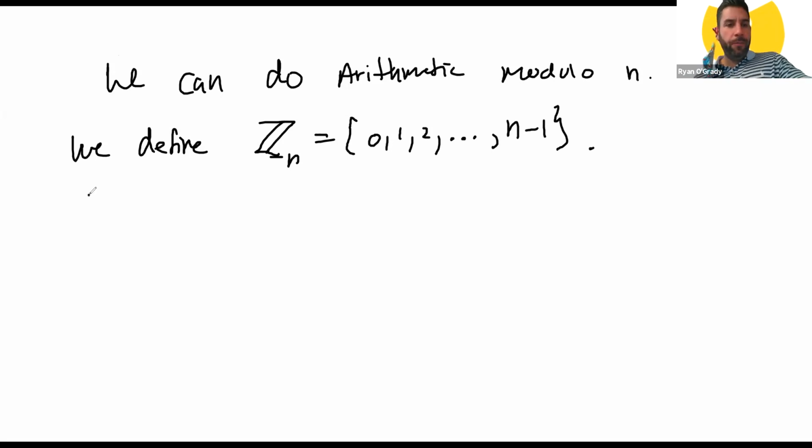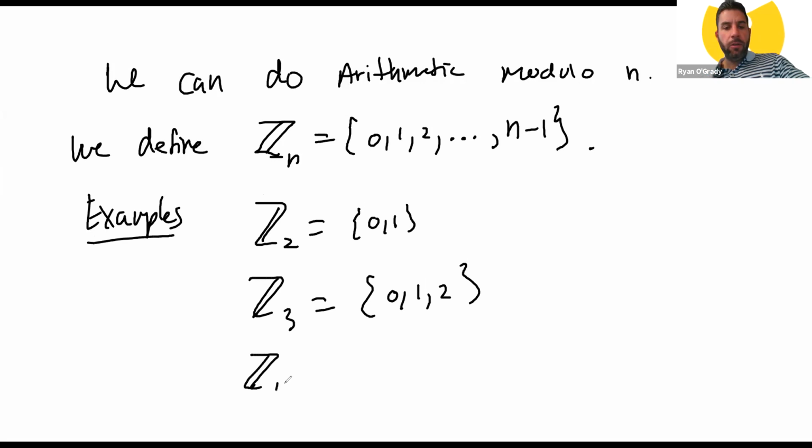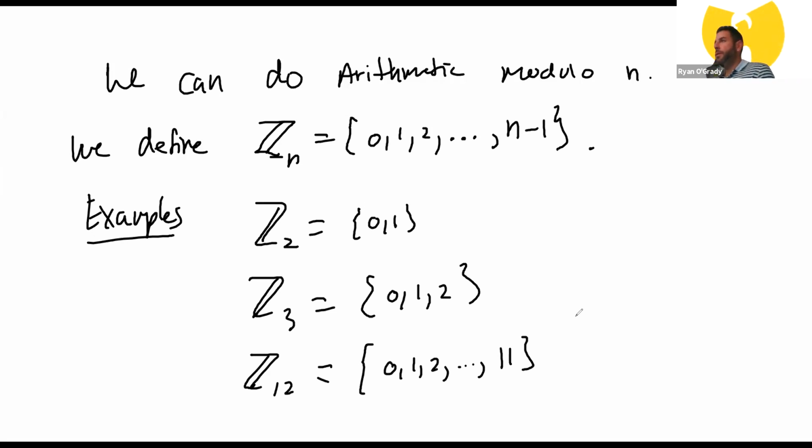So for example, just to help you understand this, what is Z sub 2? Z sub 2 is 0, 1. What is Z sub 3? 0, 1, 2. All right. You could keep going for fun. Let's think about the clock. We could say Z sub 12, which is 0, 1, 2, all the way up to 11. Of course, we don't really think of it that way. We think of it as 1 through 12, but it's the same structure.